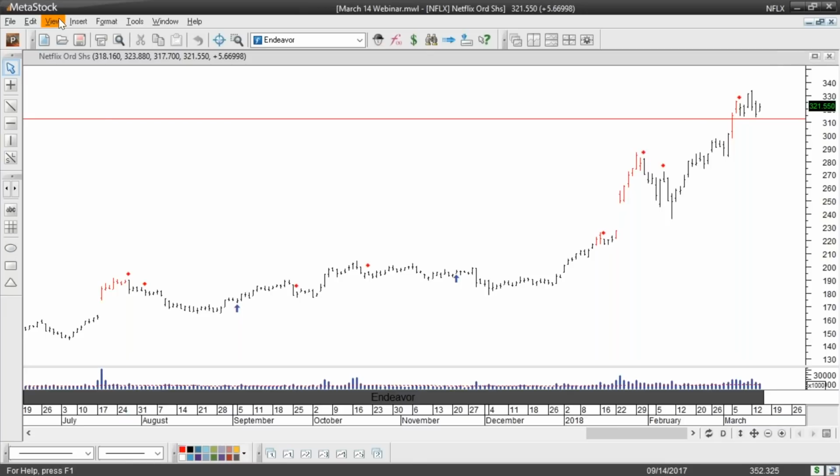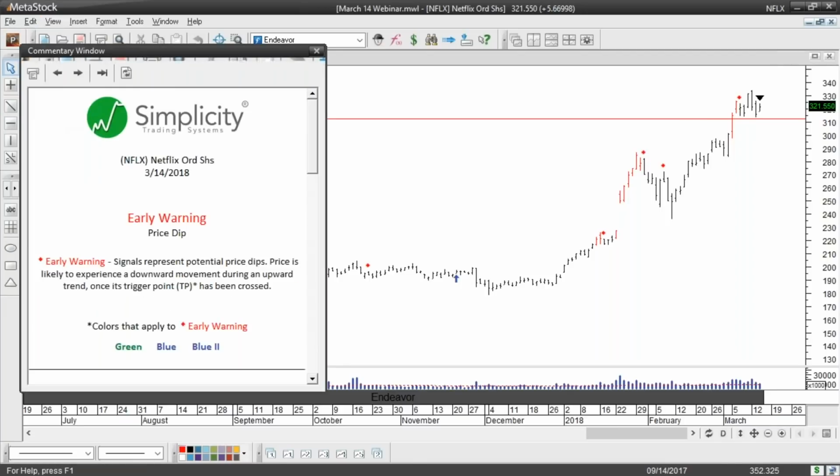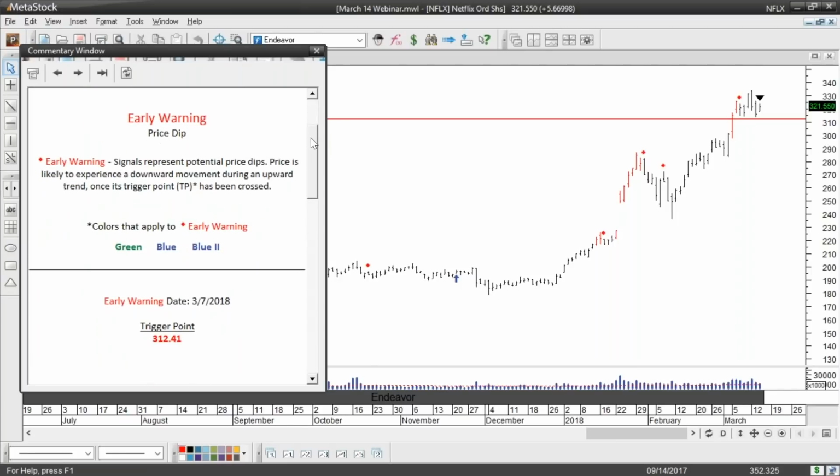We'll come up here, we'll go to View, Expert Commentary. Once the commentary window opens, we'll scroll down. We can see that our trigger point is 312.41, and that's what this red line represents.